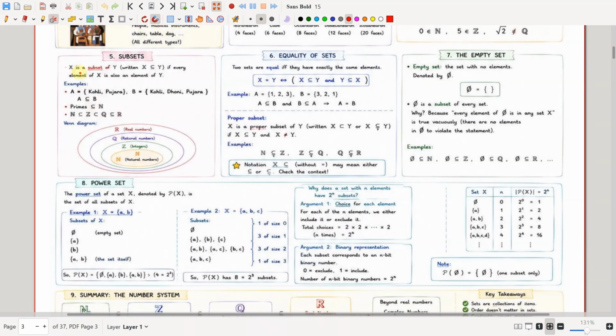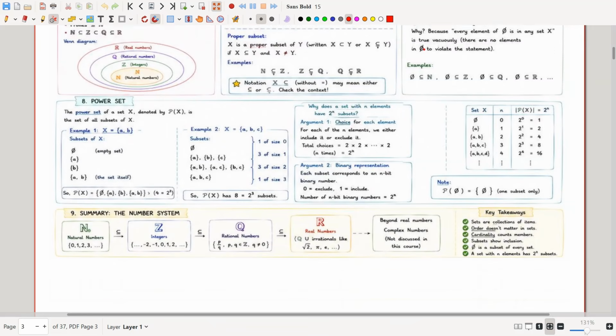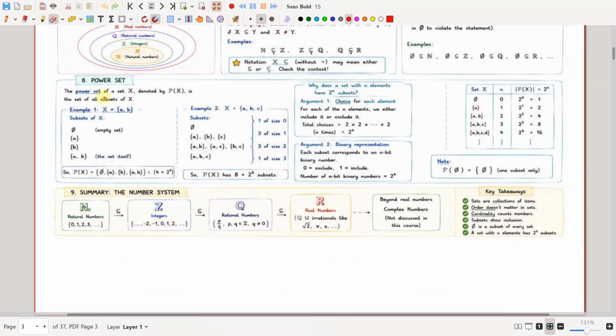We saw what we call a subset, and we know what is equality of a set and the empty set. And now we can see what we call a power set. The power set of a set X is denoted by P of X, where P of X is the set of all subsets of X. For example, I have X equal to {a, b}. The subsets of X will form the power set. So what are all the subsets of X?